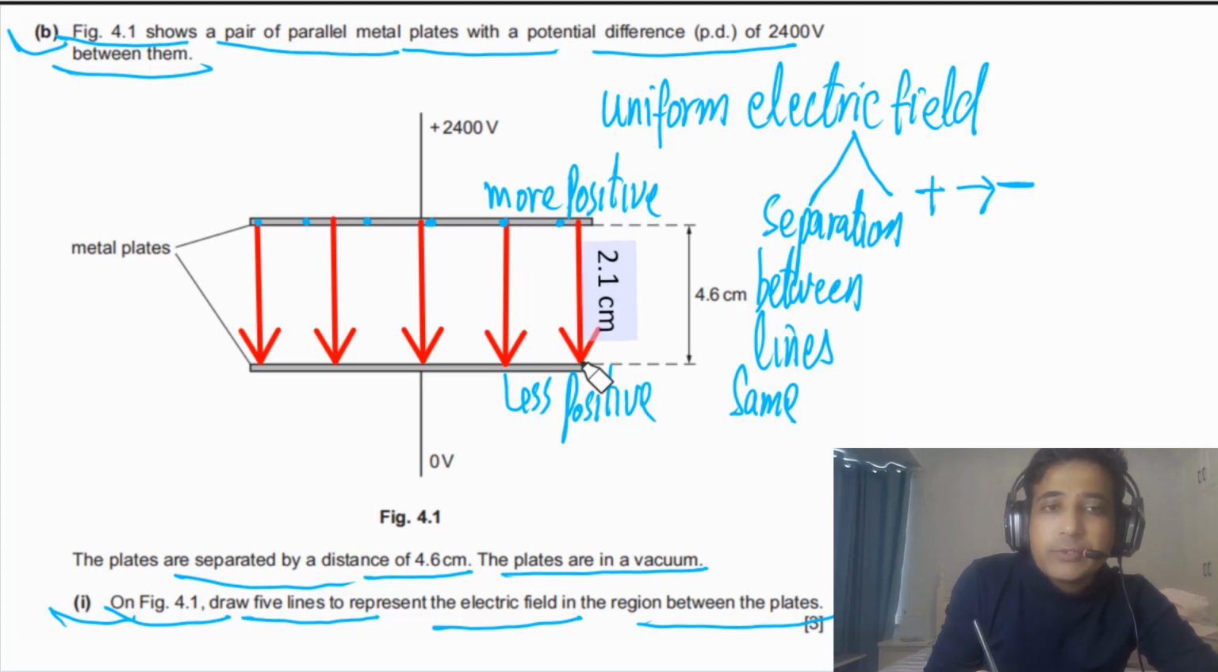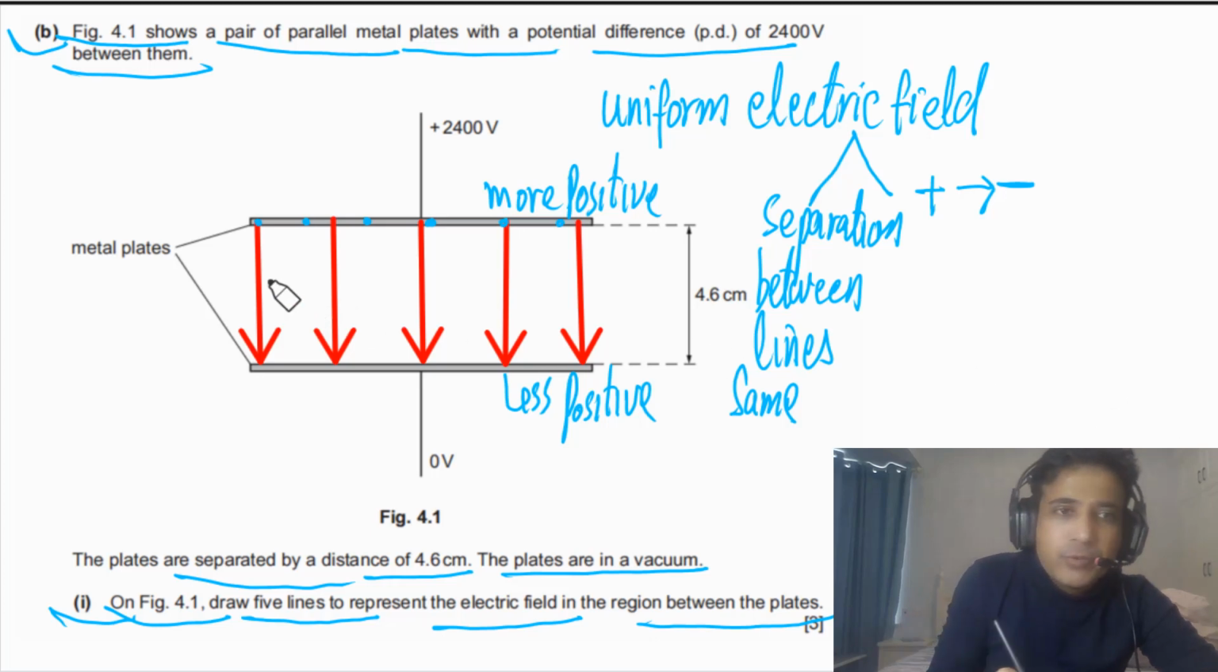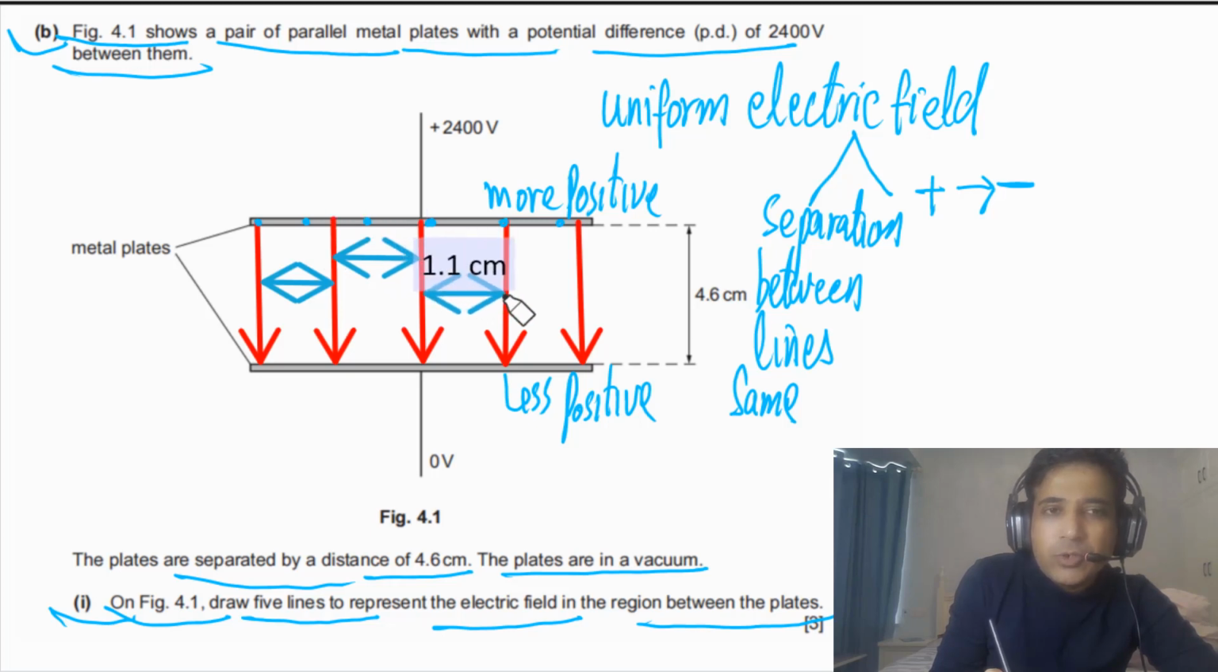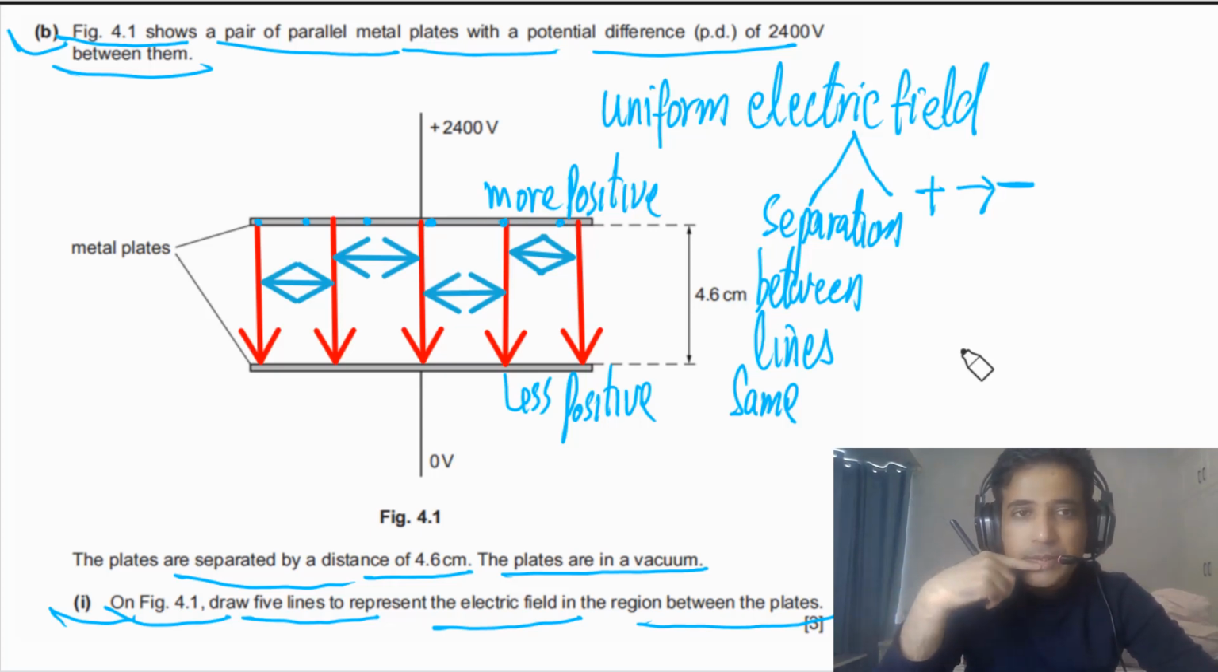And in this case, the separation between the lines has to be the same. So this separation is important. You have to consider this separation. It has to be almost the same between the lines. If you draw this, you will get 3 marks in this case. So 3 marks will be awarded.